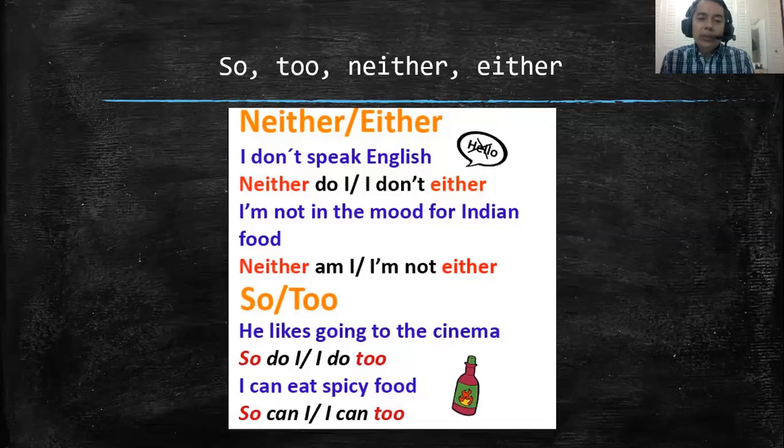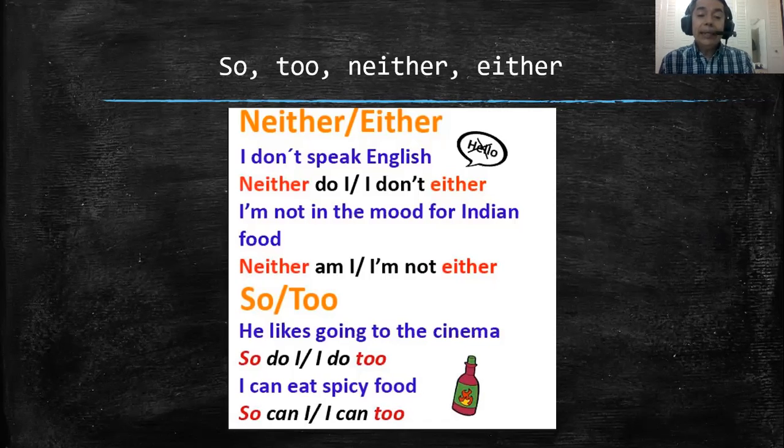He likes going to cinema. Simple present, affirmative. So when it's simple present and affirmative, you're going to say, so do I. Or I do too. Like neither and either. So is used at the beginning, right? And too is used at the end, like Danny said, right? At the beginning and at the end. Okay? And you use the auxiliary do. Why? Because the sentence is with simple present, right?